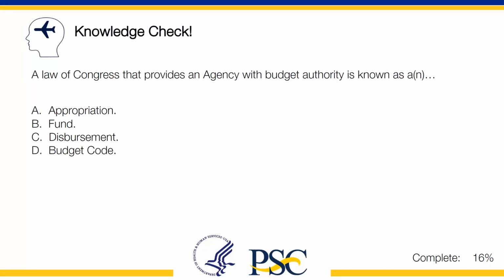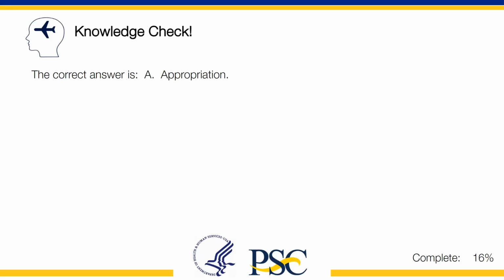Knowledge check. A law of Congress that provides an agency with budget authority is known as an A. Appropriation. B. Fund. C. Disbursement. D. Budget code. Pause this video, consider your response, and then resume to learn the correct answer. The correct answer is A.